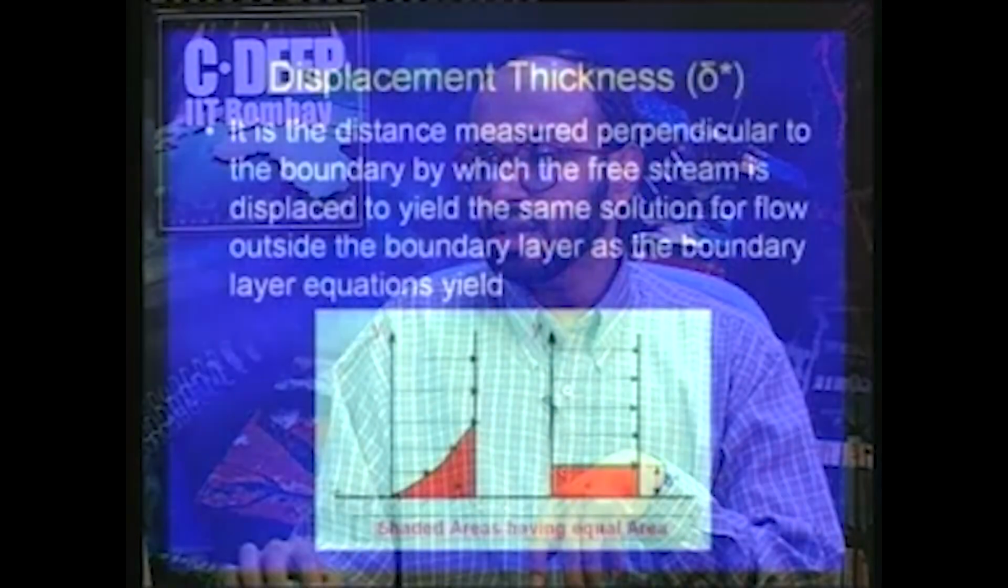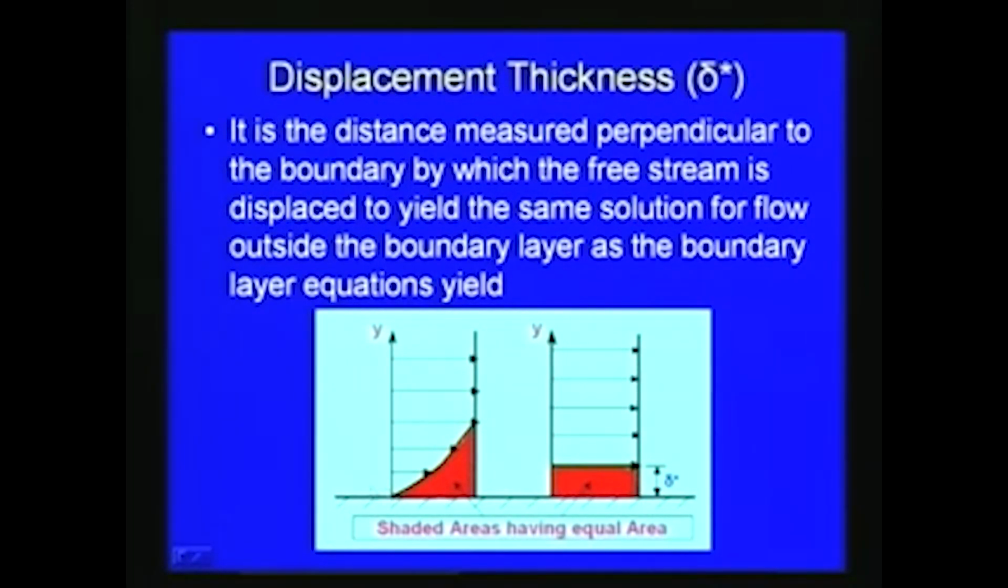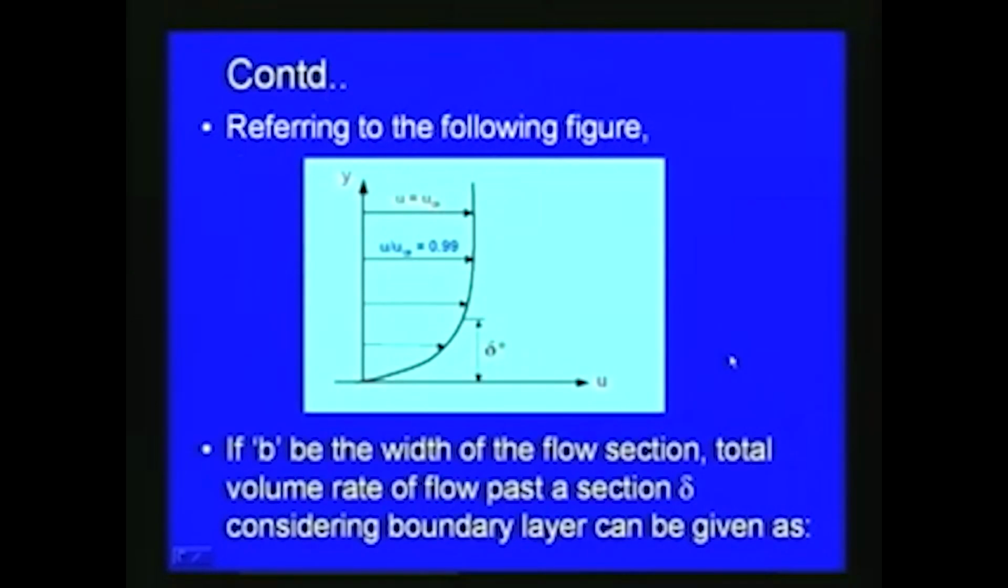So here it is shown in this figure. If this is the boundary layer, then delta star is defined as this distance by which it is shifted, so that the free stream is displaced to yield the same solution. That is defined as the displacement thickness. Now consider this figure, which shows the velocity variation for flow over a flat plate, where u infinity is the free stream velocity and u by u infinity is plotted against y.